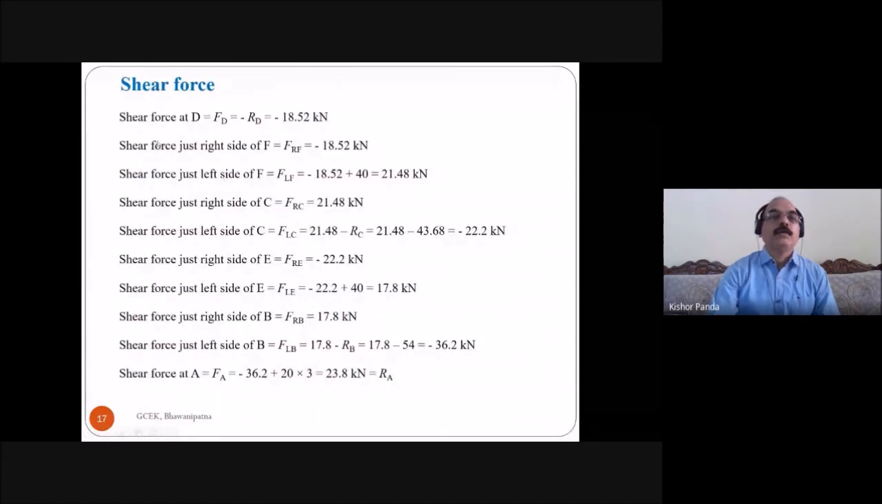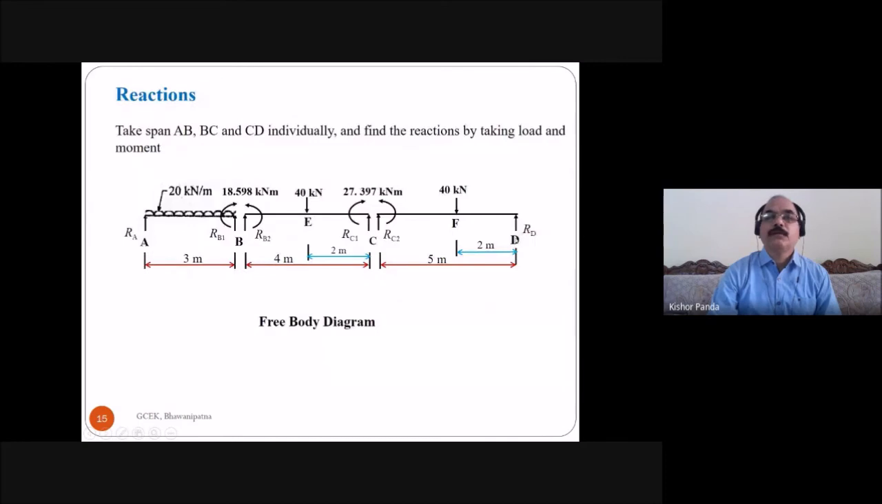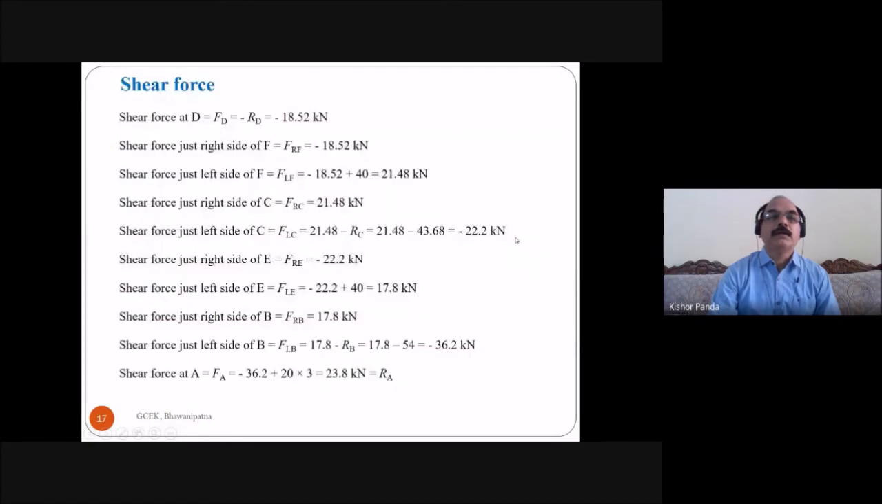Then you have to find out the shear force at the different positions. First you find out the shear force at D. So the shear force at D is your right side upward force. Shear force at D, FD, is equal to minus RD, which is equal to minus 18.52 kilonewton.